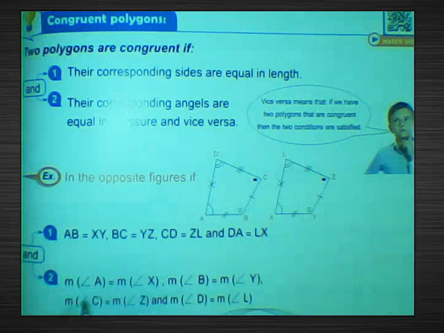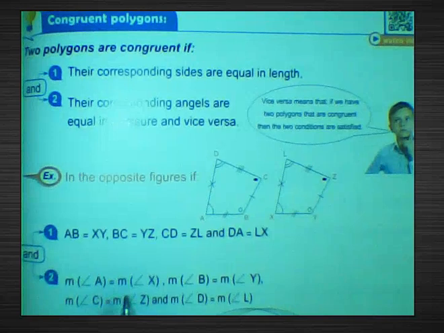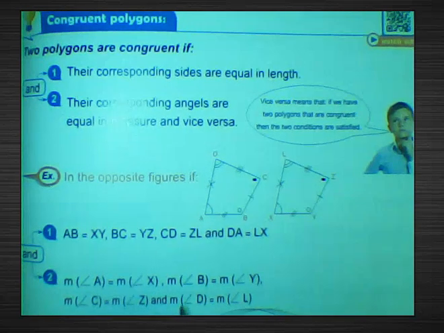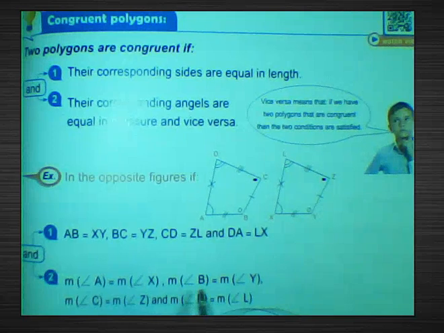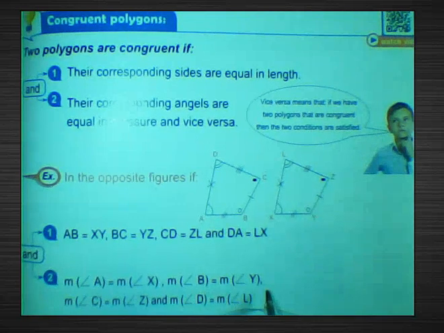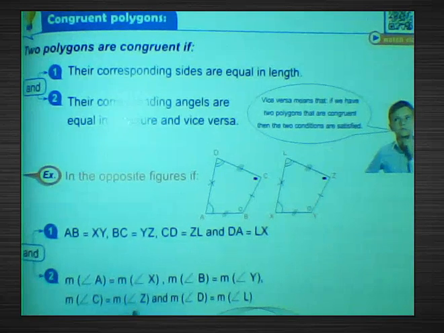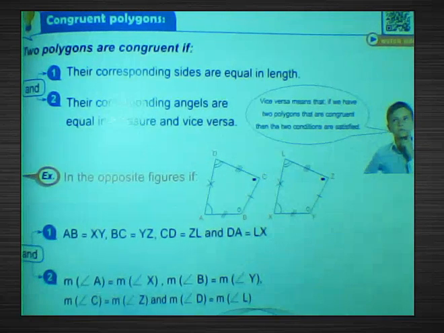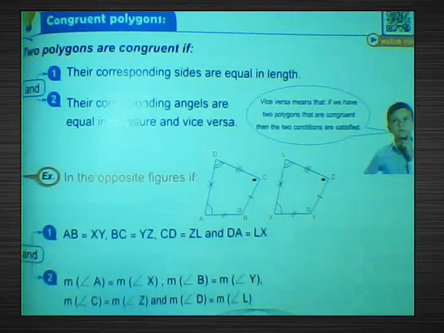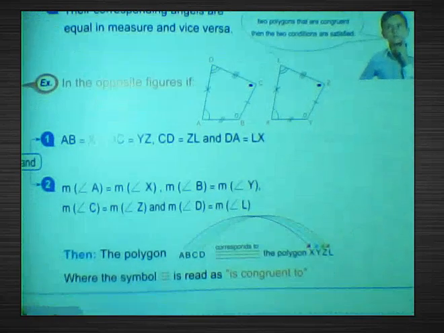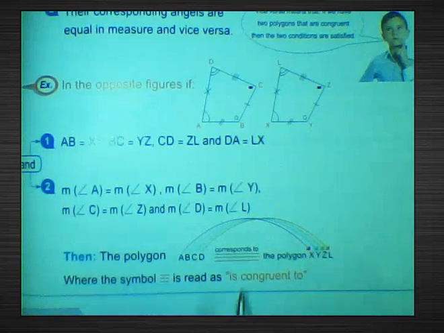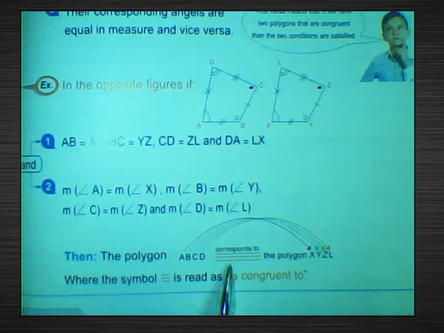And the measure of angle A equals the measure of angle X, the measure of angle B equals the measure of angle Y, the measure of angle C equals the measure of angle Z, and the measure of angle D equals the measure of angle L. So we can write this sign.